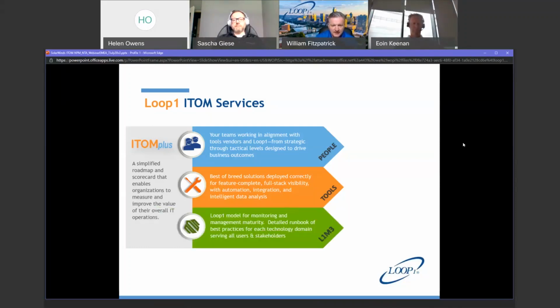And then finally, that brings us to our framework, the Loop1 monitoring maturity model, which we've developed as a detailed run book that allows us to say, these are the best practices across all of the layers in the ITOM and ITSM stack, so that when we look at how well our tools are running, we can conclusively say that they are doing what we need them to do. And we do that with our clients through what we call an ITOM maturity assessment. This is something that is relatively new to the industry.